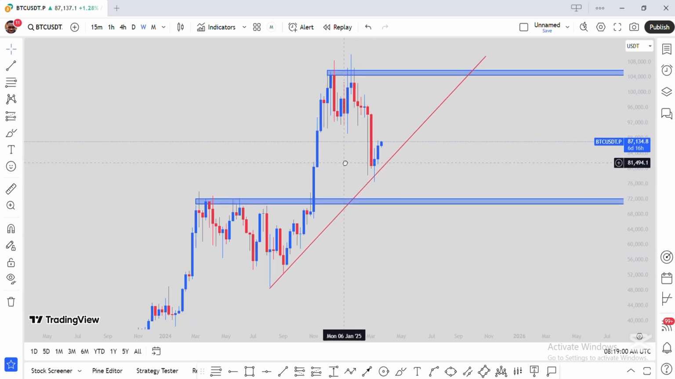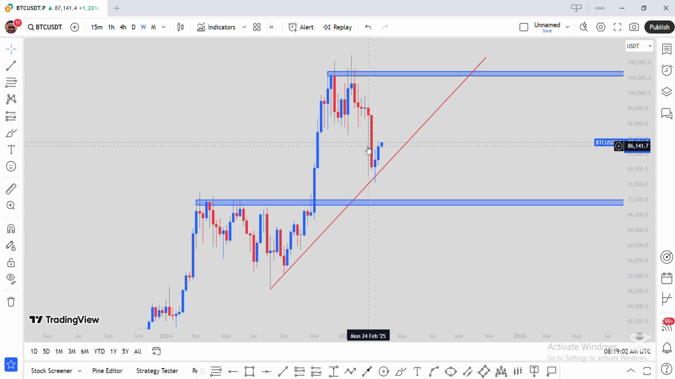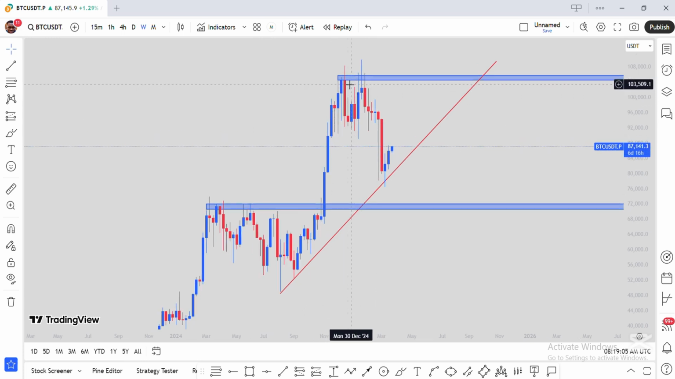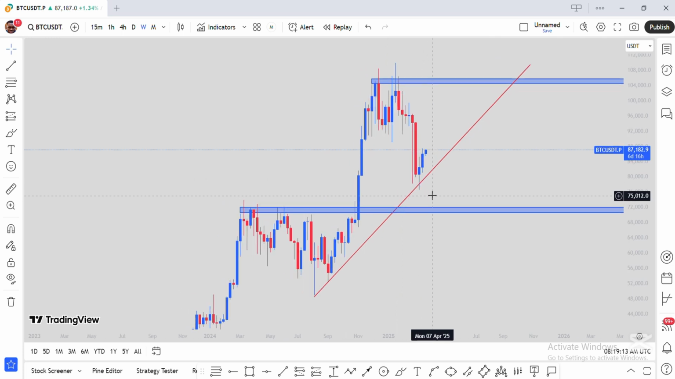Now on the weekly time frame, price was trending to the upside, and when price got here, price created this double top pattern, and then price started rejecting, like price started coming back down. And when price got into this trend line here, as you can see, this trend line was acting as a support level.